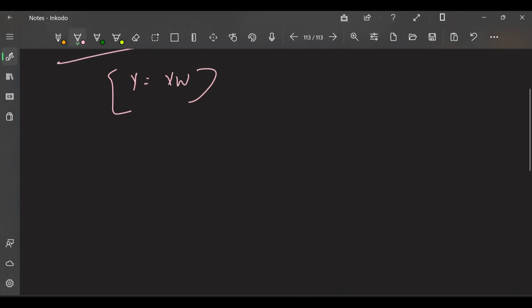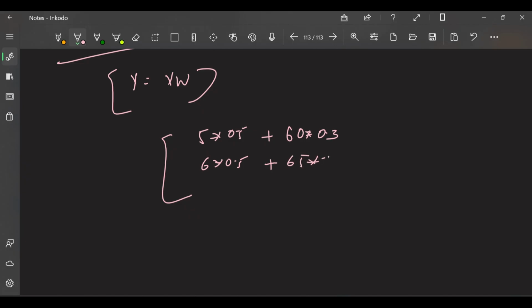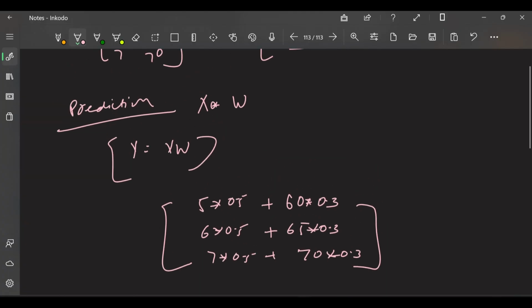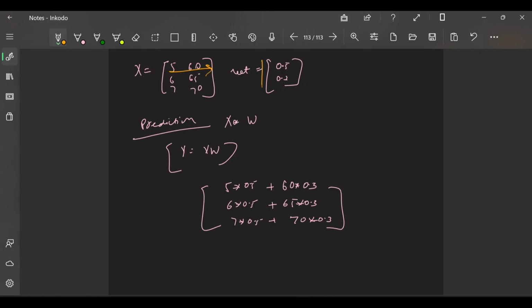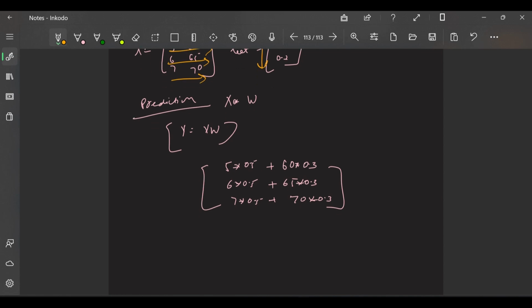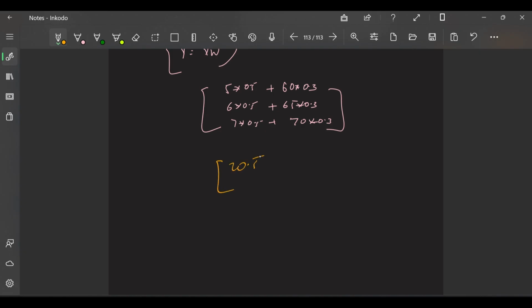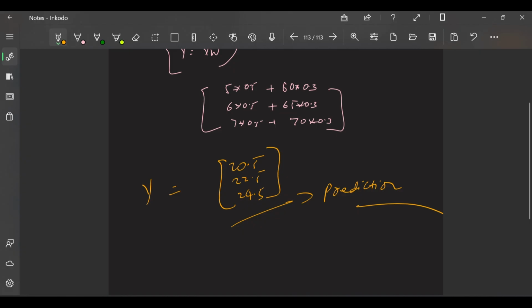So how are we going to find this? It will be 5 into 0.5 plus 60 into 0.3, and 6 into 0.5 plus 65 into 0.3, and 7 into 0.5 plus 70 into 0.3. So just match from here. Okay. Row into column, row into column and row into column. I hope this is clear. So what is the output for this one? 20.5, 22.5 and 24.5. That is your prediction, Y value. So this is how linear regression makes a prediction using the vector and the matrix.